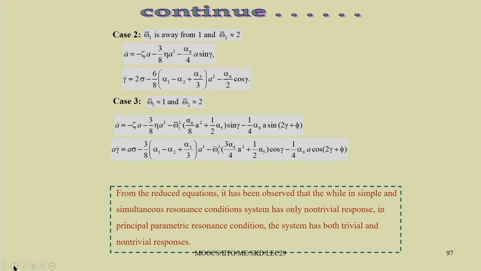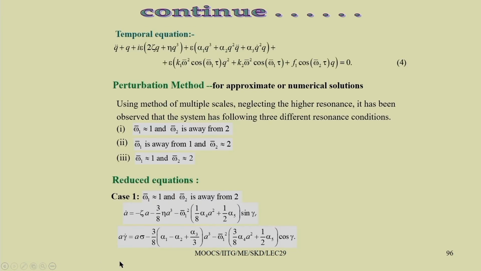For these three different resonance conditions, we have three sets of reduced equations. From the reduced equations it has been observed that while in simple and simultaneous resonance conditions the system has only a non-trivial response, in principal parametric resonance condition the system has both trivial and non-trivial responses. So, here we are studying the principal parametric resonance condition also, because omega 2 is taken nearly equal to 2.